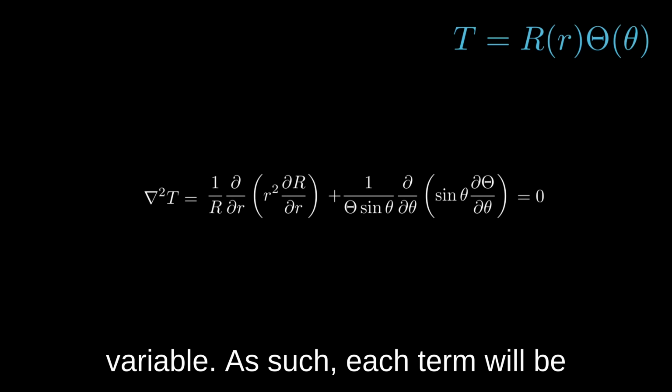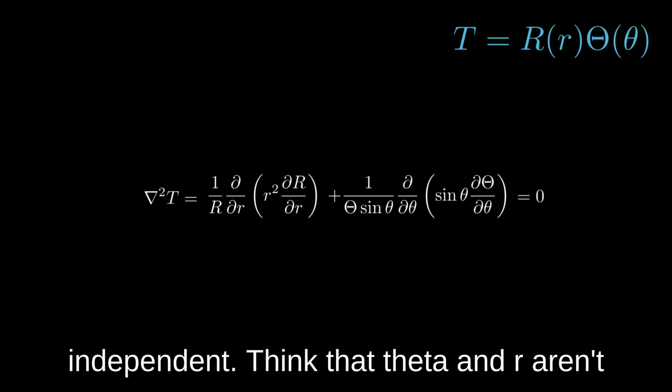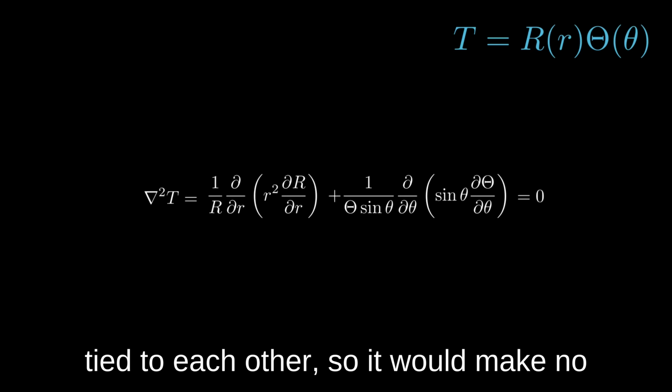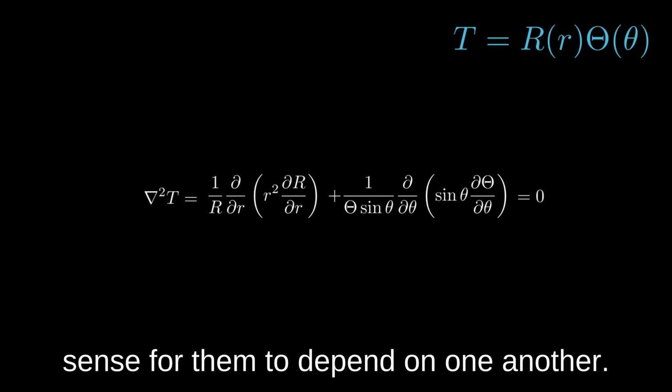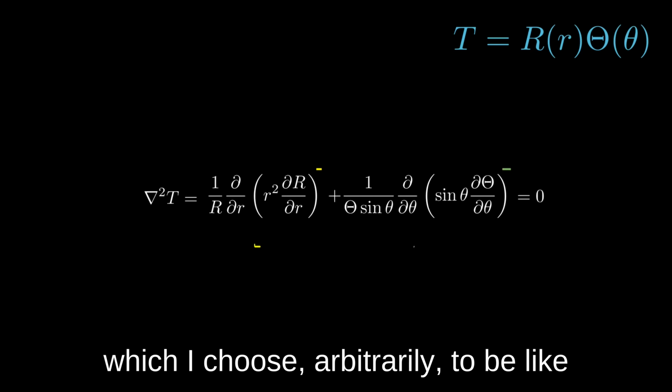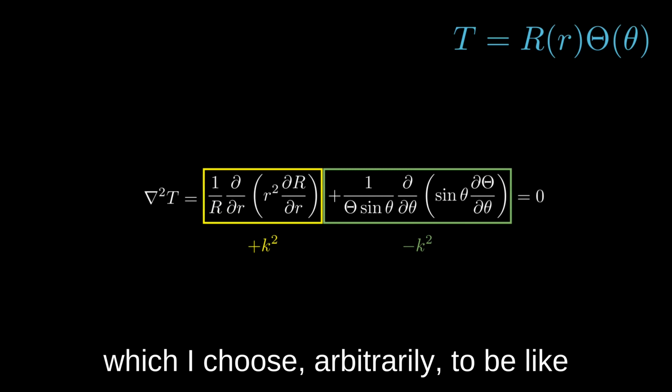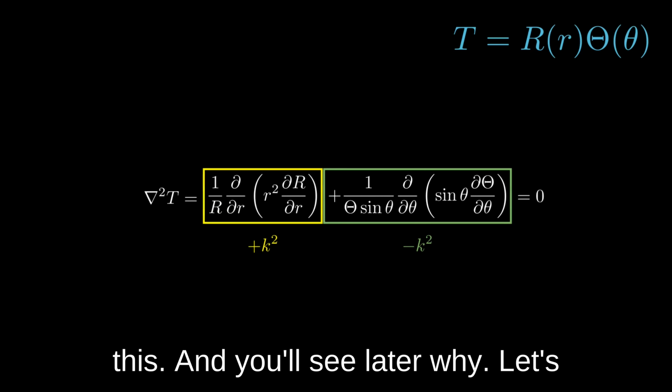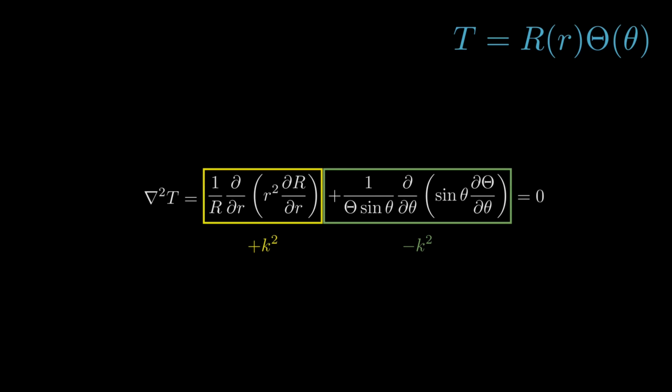As such, each term will be independent. Think that theta and r aren't tied to each other, so it would make no sense for them to depend on one another. So each one will be equal to a constant, which I choose arbitrarily to be like this, and you'll see later why. Let's solve them, shall we?